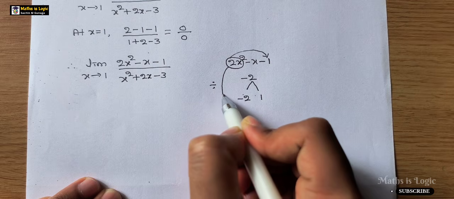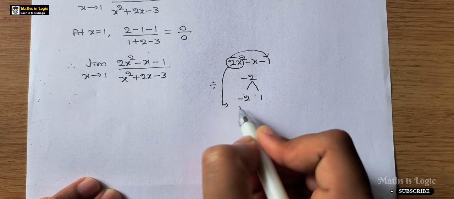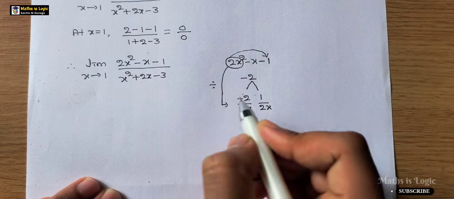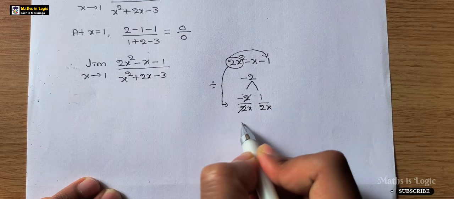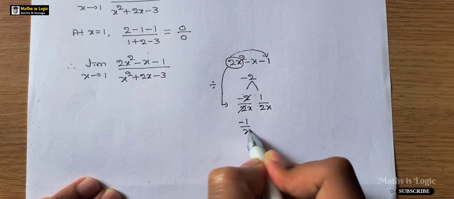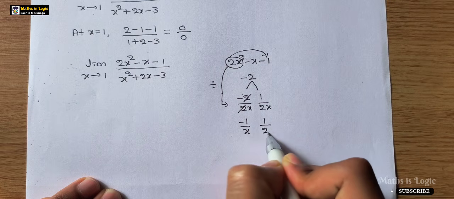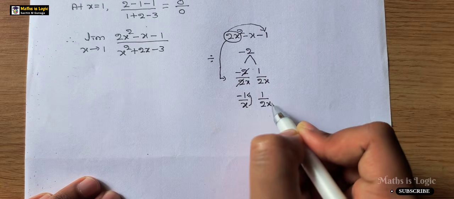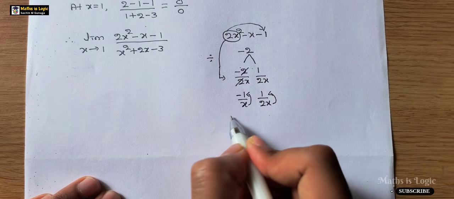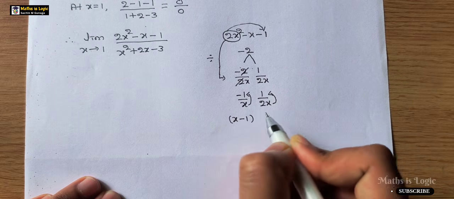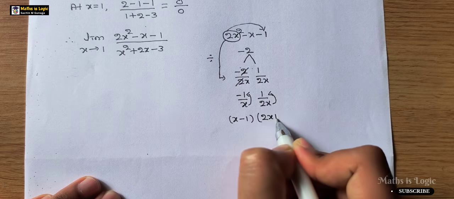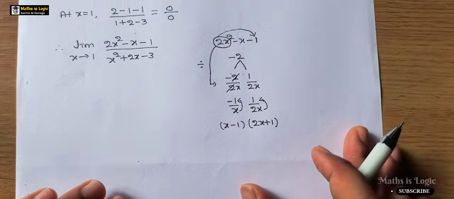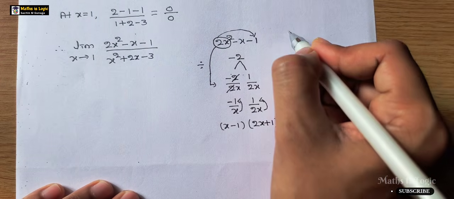After this, leave the power, and the remaining value you directly divide. So this is the shortcut way to find out the factors. So divide by 2x and 2x. Next, cancel 2 and 2. Minus 1 divided by x, here 1 divided by 2x. So now add these two. Therefore, it is x minus 1 into 2x plus 1. So these are the factors of this numerator value.